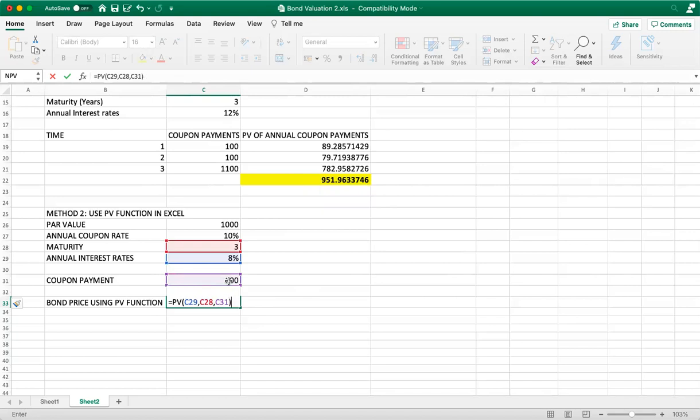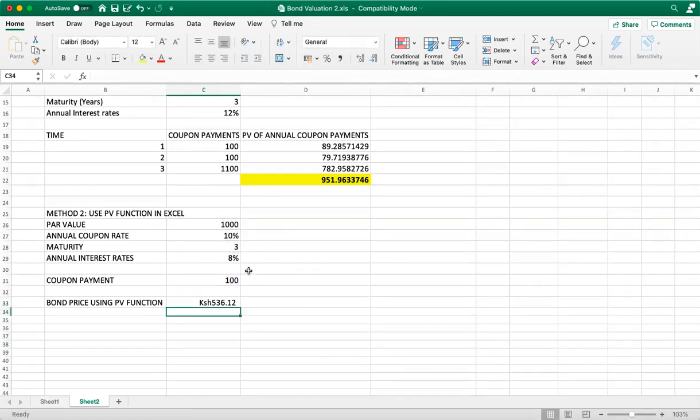Then add the par value, because you will receive par value at the end of 3 years. So discount it to the present. So you say plus, then you click on 1,000. Yeah. Discount it to the present. So divide by 1 plus R. R is 8%. Close the brackets. Power 3. You have a 3 there. That is the maturity of the bond. Yeah. And then you close that bracket.